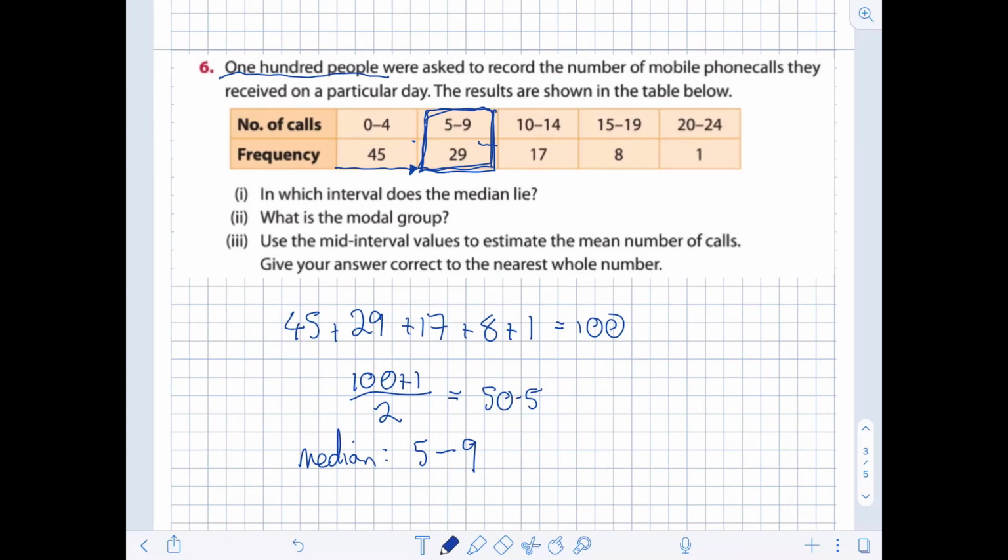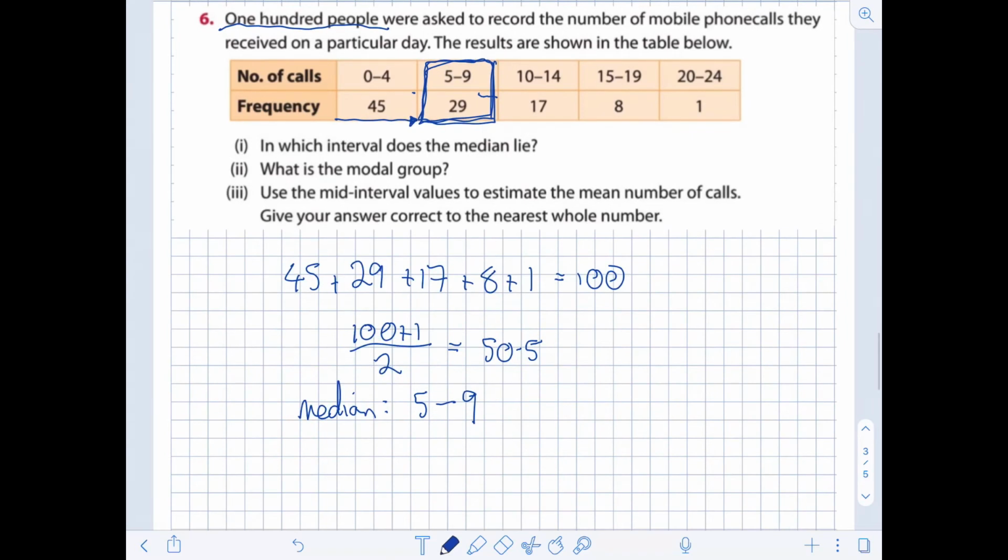What is the modal group? Well, what does modal mean again? That's the most frequent. So modal is 45, it's the biggest number, so it's this one here. So the modal group is 0 to 4.